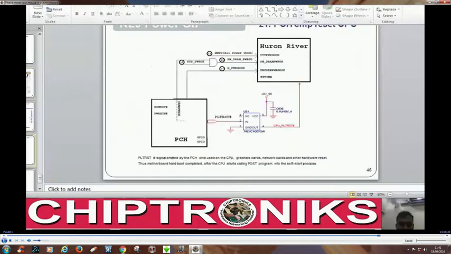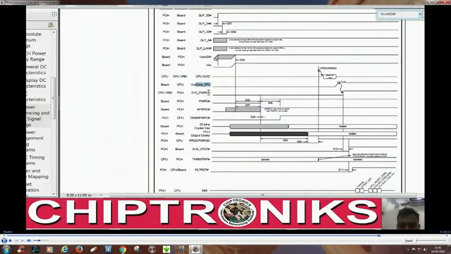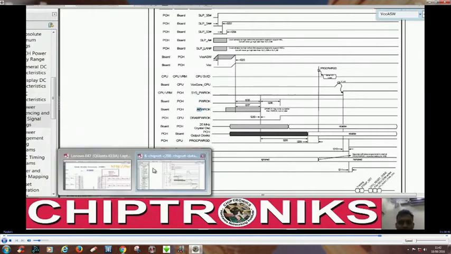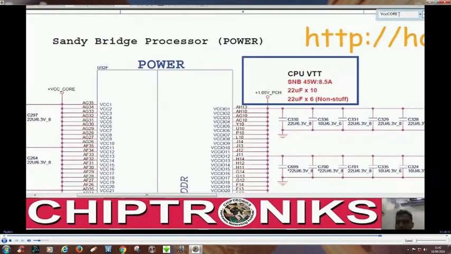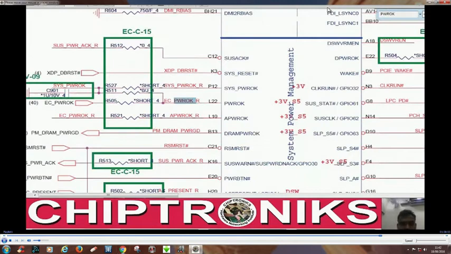So let's see in our data sheet once again. We have seen VCC core CPU generated, sys power okay generated, and power okay and AP power okay. Power okay and AP power okay is fed to the PCH. We can go here, power okay, PWR okay. This PWR okay is fed by the EC power okay, right?